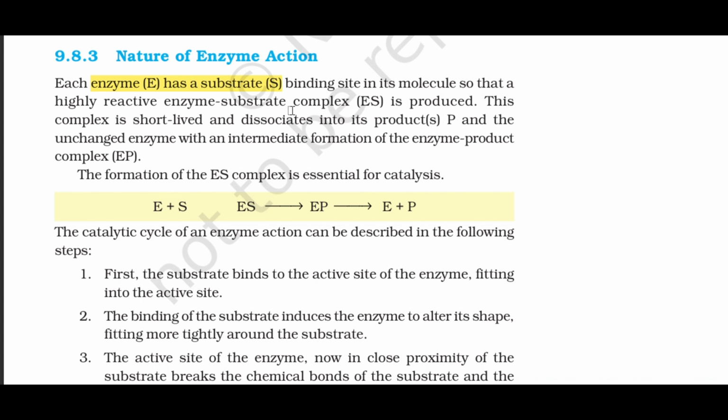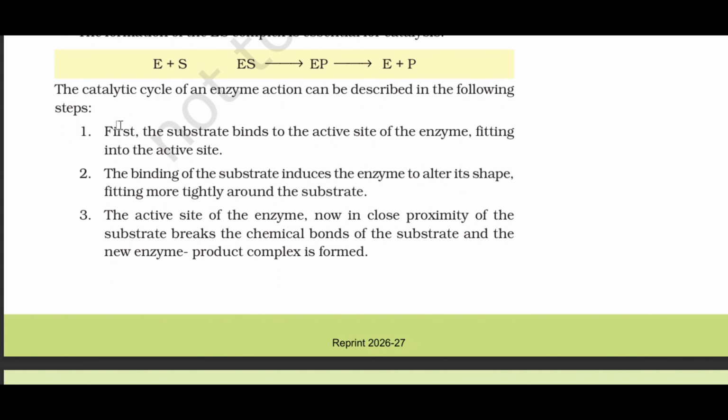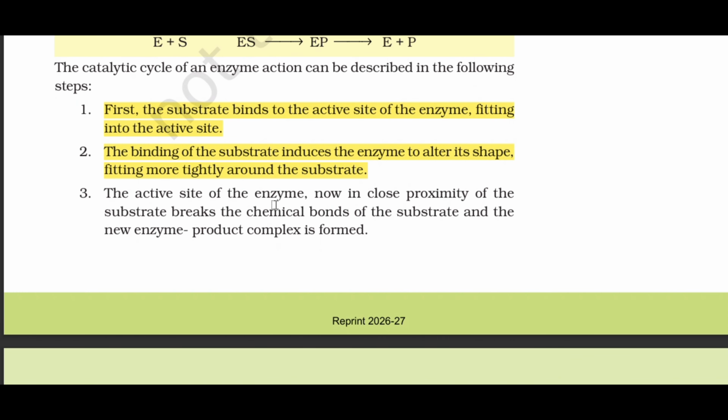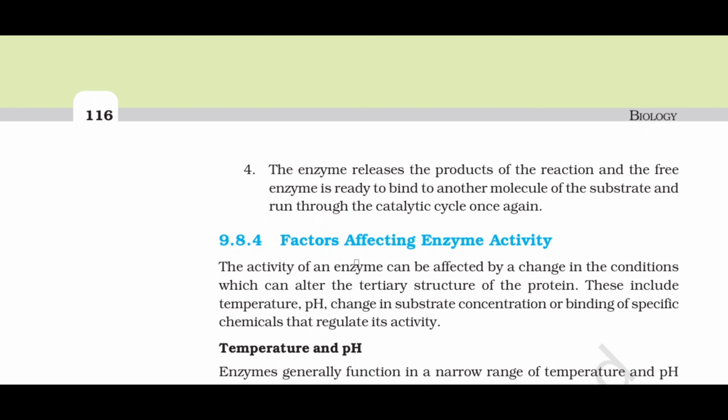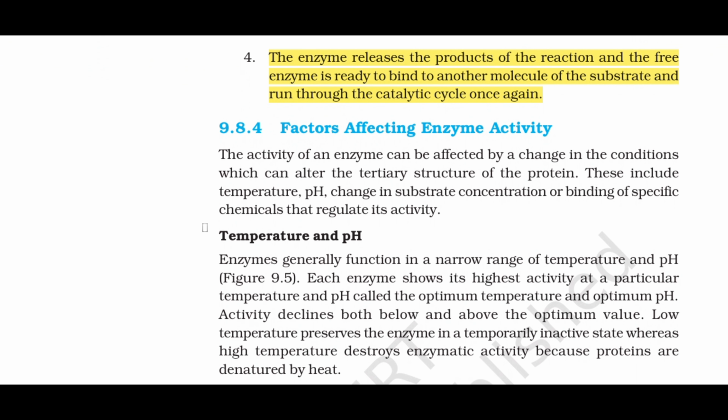The catalytic cycle of an enzyme action can be described in the following steps. 1. First, the substrate binds to the active site of the enzyme, fitting into the active site. 2. The binding of the substrate induces the enzyme to alter its shape, fitting more tightly around the substrate. 3. The active site of the enzyme, now in close proximity to the substrate, breaks the chemical bonds of the substrate and the new enzyme-product complex is formed. 4. The enzyme releases the products of the reaction and the free enzyme is ready to bind to another molecule of the substrate and run through the catalytic cycle once again.